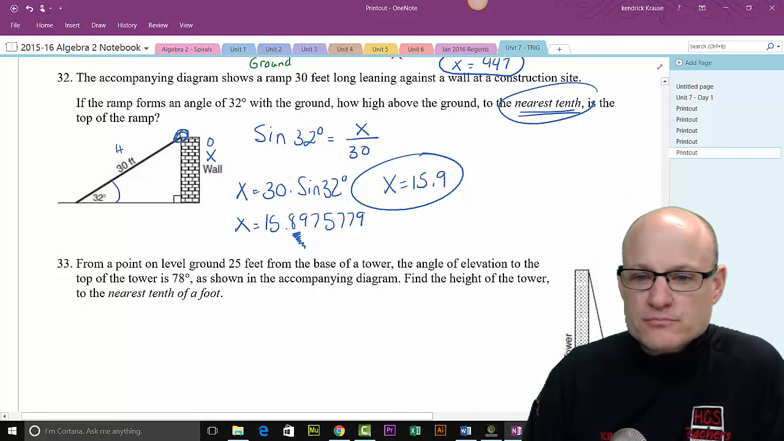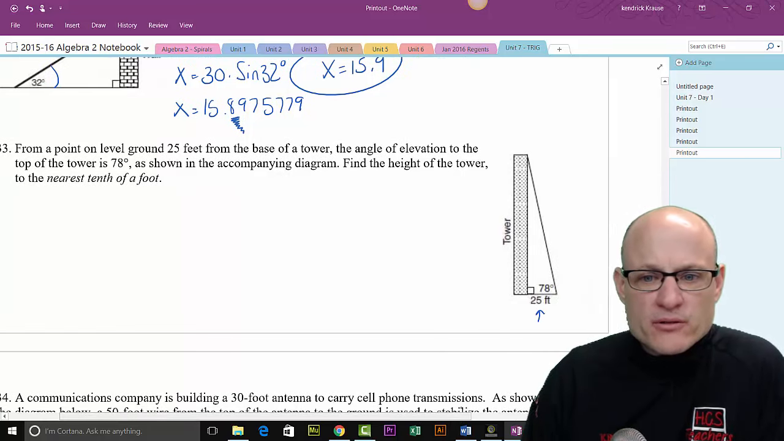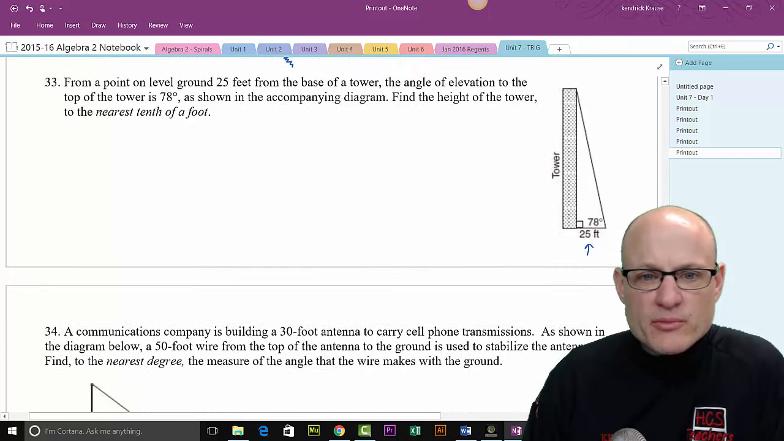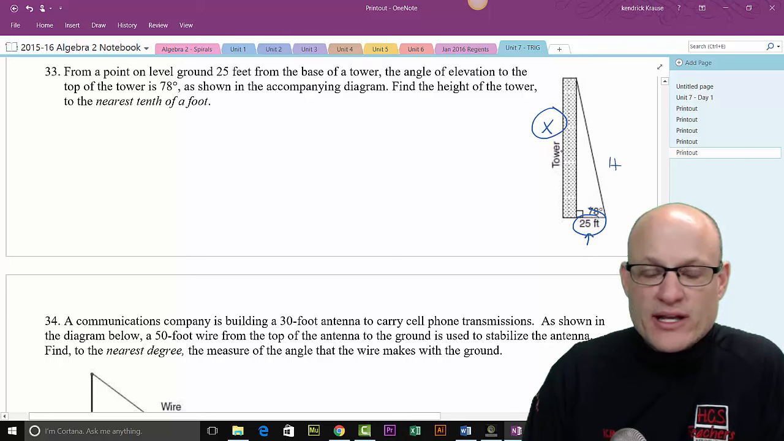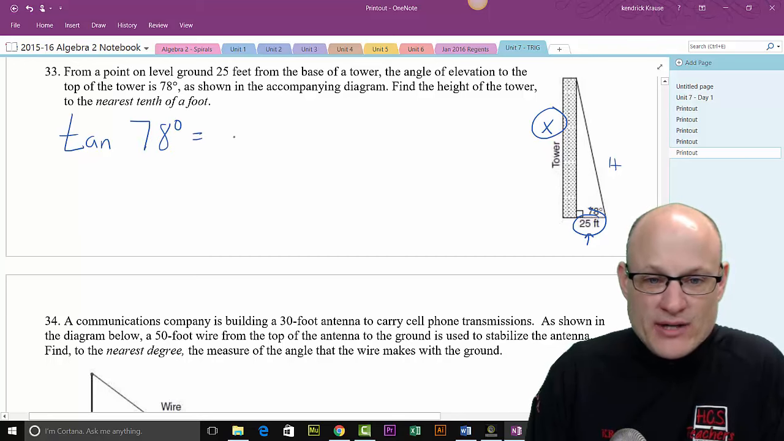So from a point on level ground, 25 feet from the base of the tower, the angle of elevation is 78 degrees. Find the height of the tower. I'll try to remember to move my head on this one. So we really want to just find x. That's opposite and adjacent, because this is the hypotenuse. So that's tangent. We need to use tangent of 78 degrees is equal to opposite x over adjacent 25.